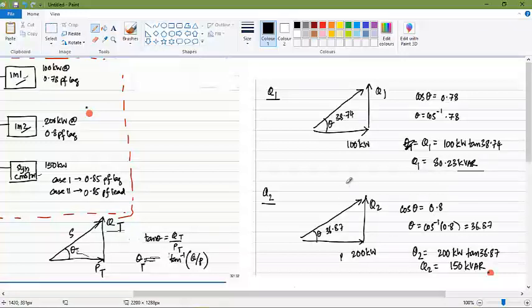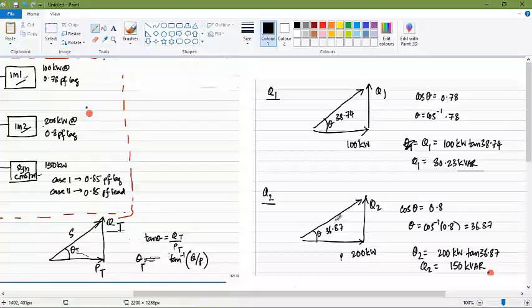All right, so that is for the first load, and then we go to the second load and find the reactive power of the second load also. The second load has its power factor to be 0.8 lagging. So once again, we have to find our theta. Cos theta is equal to 0.8, so making theta the subject, cos inverse of 0.8 gives us 36.87 degrees.